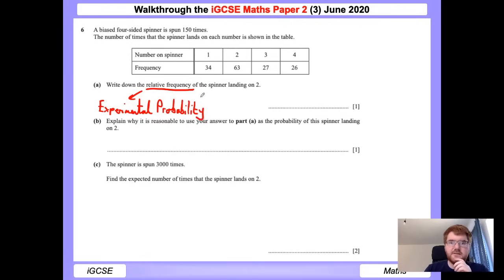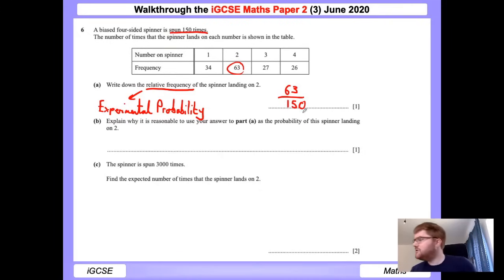So the relative frequency of a spinner landing on 2 is we take the frequency of landing on 2, which is 63, and then we divide by how many times the spinner is spun, which is 150. And since it's a 1-mark question, I don't think we need to simplify. I'll verify that. Yep, we don't need to simplify, although I think it doesn't simplify anyway. Again, 1-mark question, you don't need to worry too much about working. Obviously 2 or more, then you do.